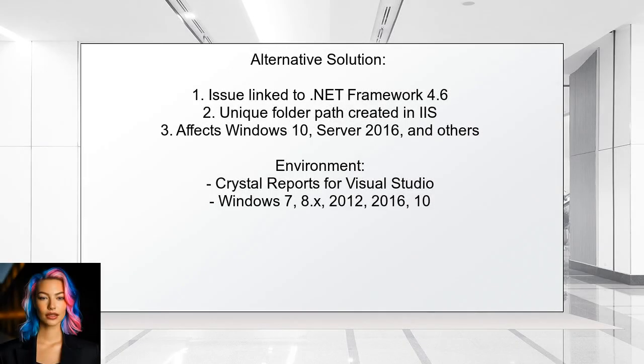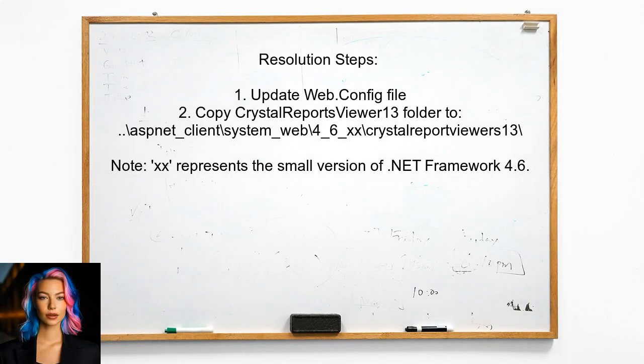An alternative solution shared by another user addresses the issue with Crystal Reports on 64-bit machines. They found that the problem is related to .NET Framework 4.6, which creates a unique folder path for the Crystal Reports viewer in IIS. This issue can occur on various Windows versions, including Windows 10 and Windows Server 2016. To resolve this, the user suggests updating the web.config file to include the correct version of the framework and copying the Crystal Reports viewer folder to the new path in the ASP.NET Client directory.